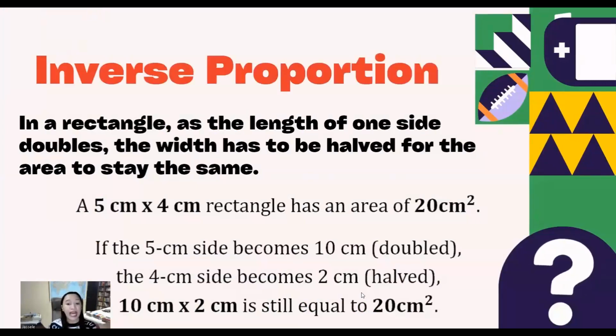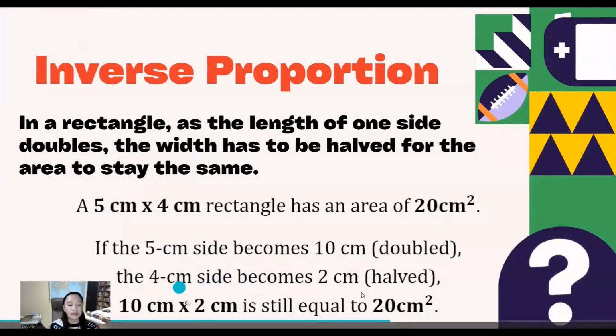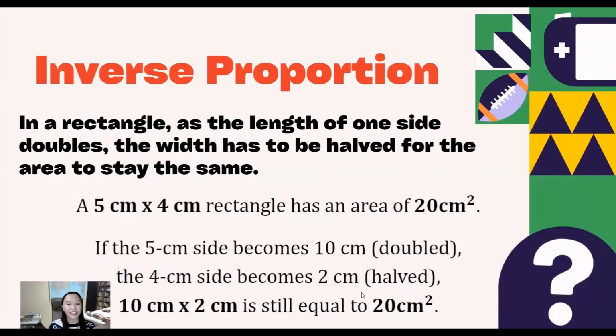All right, now for inverse proportion, example, in a rectangle, as the length of one side doubles, the width has to be half for the area to stay the same. So a 5 centimeter by 4 centimeter rectangle has an area of 20 centimeters squared. If the 5 centimeter side becomes 10 centimeters, or double, the 4 centimeter side becomes 2 centimeters, or half. So 10 centimeters by 2 centimeters is still equal to 20 centimeters squared, but it's the opposite around. Okay. All right. Thank you.